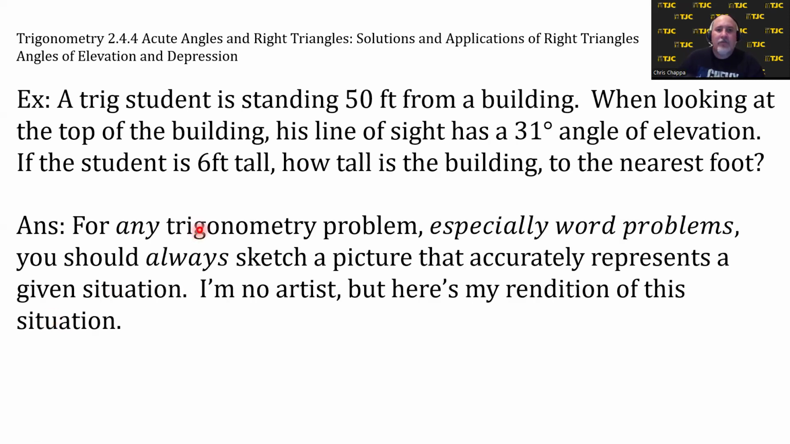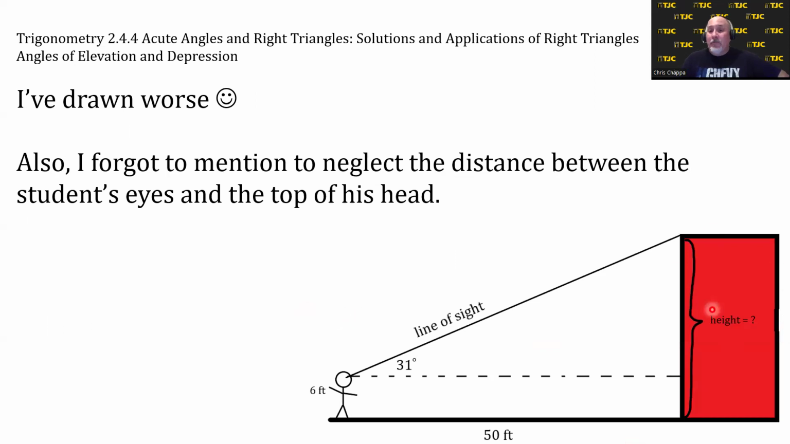Well, for any trigonometry problem, especially word problems, you should always sketch a picture that accurately represents the given situation. I'm no artist, but here's my rendition of the situation. We have a building over here and a student standing 50 feet away. The student is 6 feet tall. They are looking at the top of the building. Their line of sight forms a 31-degree angle of elevation with the horizontal. Oh, I also forgot to mention to neglect the distance between the student's eyes and the top of his head. We could take that into consideration, but let's not get too nitpicky in this example.